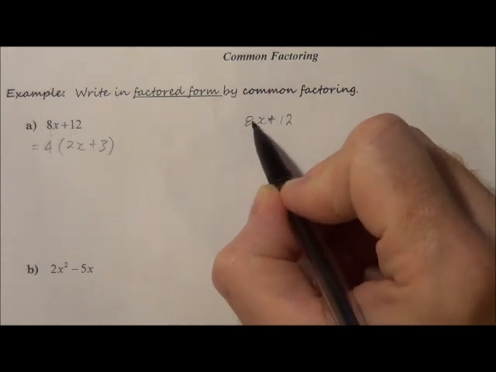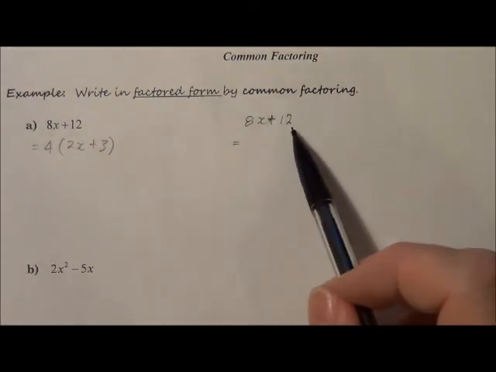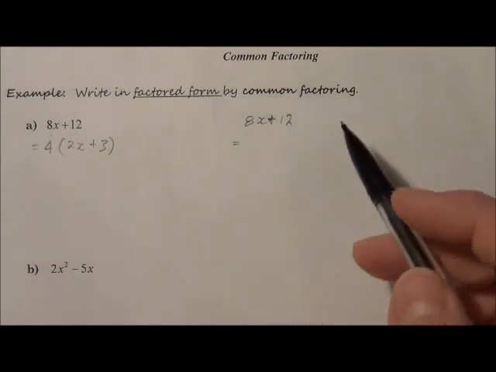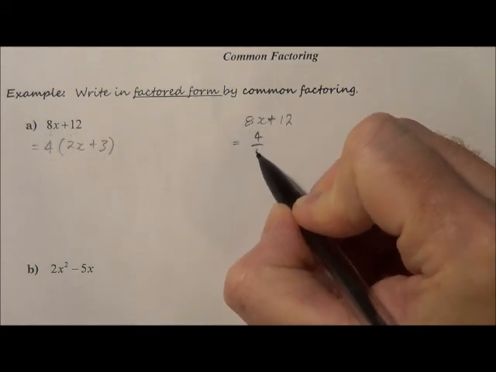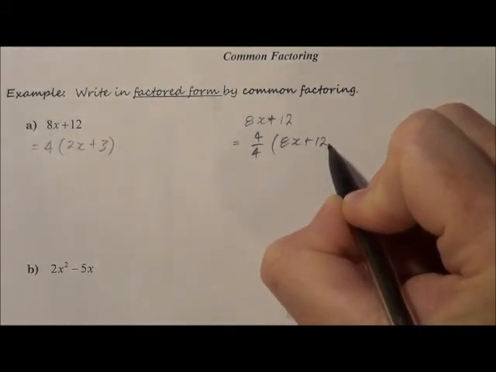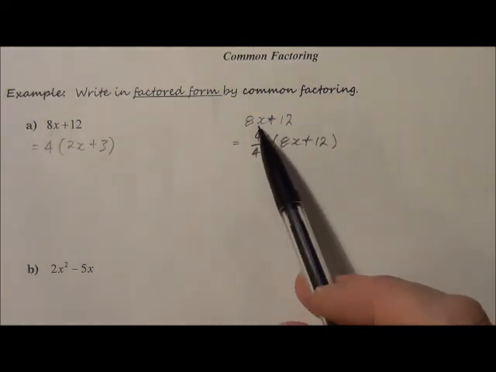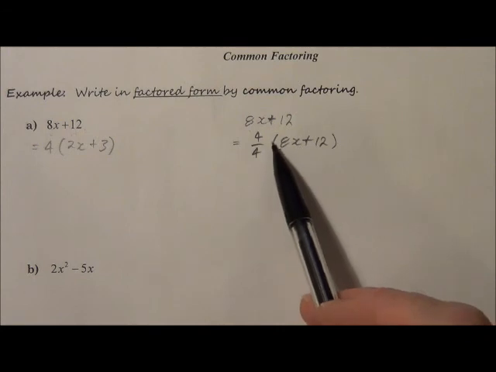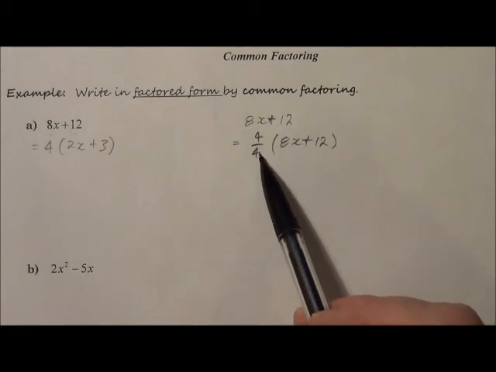So I've got 8x plus 12. I do the same kind of thing. I say, well, what's the greatest common factor that I can factor out of 8 and 12, and that's going to be 4. But what I'm going to do is I'm actually going to multiply this 8x plus 12 by 1. So if I multiply this same 8x plus 12 by 1 by using the greatest common factor, I'm going to be multiplying by 4 over 4.